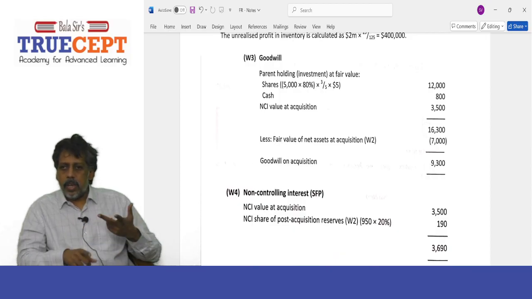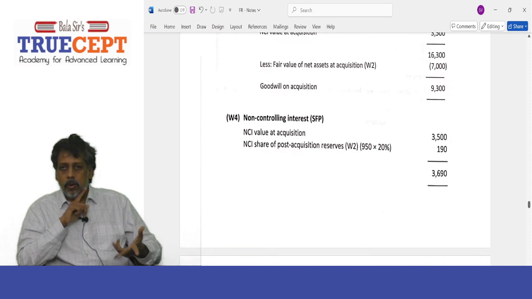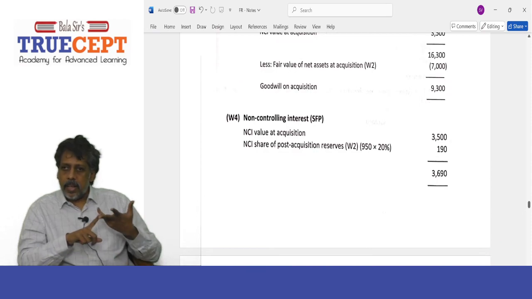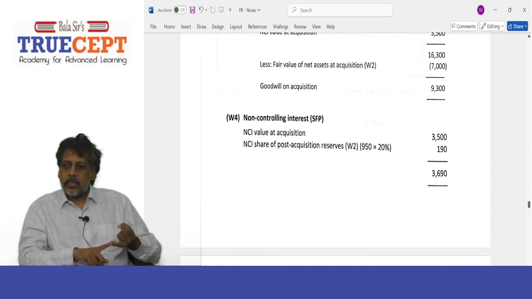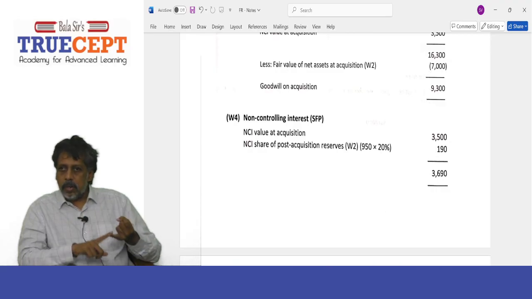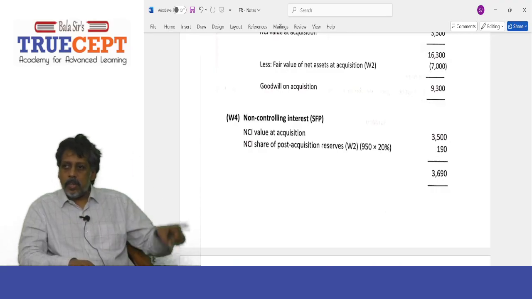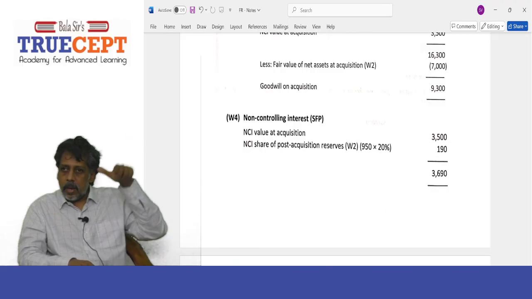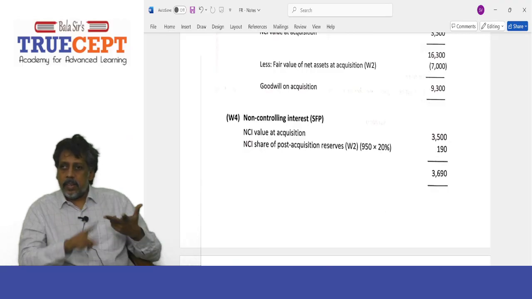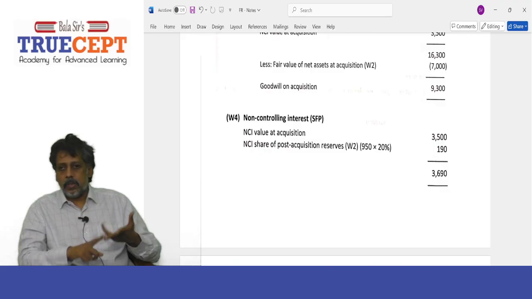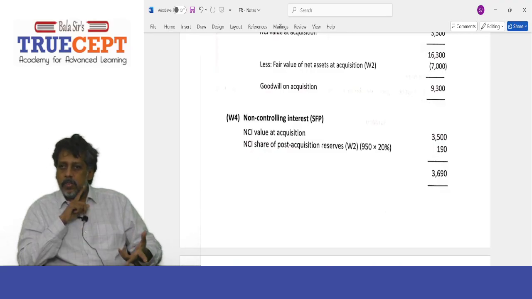Now let's go to Working Note 4, for non-controlling interest. Very simple. Take the NCI on acquisition, 3,500. To that add the non-controlling interest share in the post-acquisition profits of 950,000. Remember we calculated. Yes. On that 20%, how much? 190. In all, 3,000.